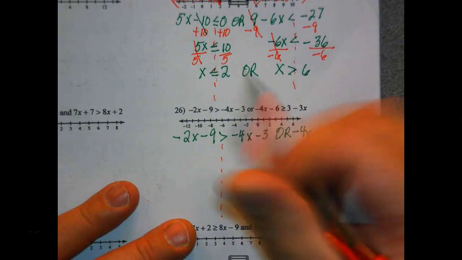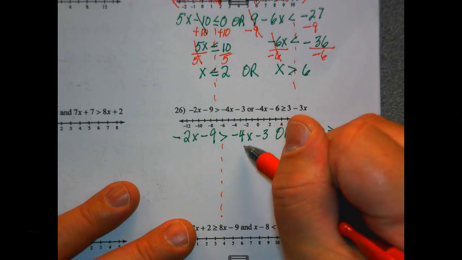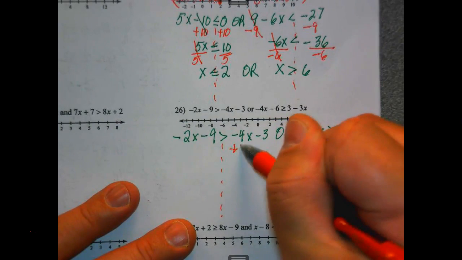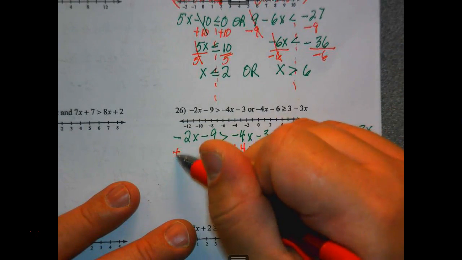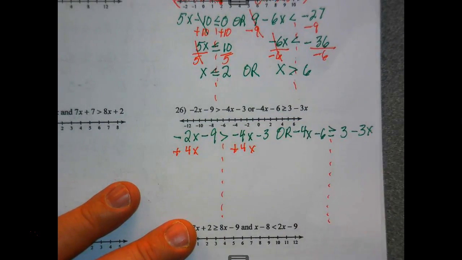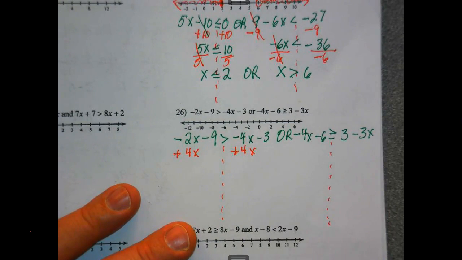So I'm going to, let me see, I'm going to add 4x. You can do these any way you want. I'm going to add 4x, both sides, because I got to get my x's on one side and numbers on the other.